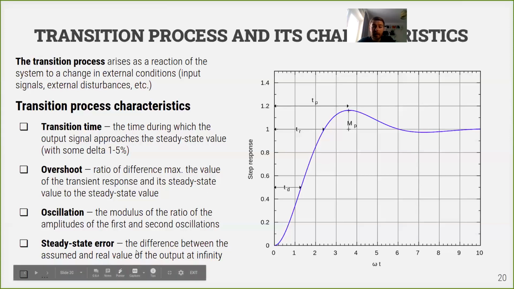And there is a steady state error, so some systems are unable to reach desired value even in infinite time, and there is small error even through really huge amount of time, which is called steady state error. So this is a difference between the desired and real value of output signal at the infinity.